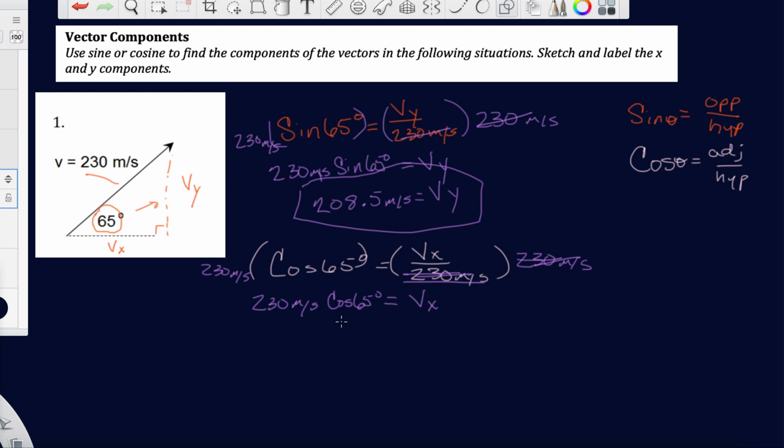So I'll type into the calculator again. 230 cosine 65, and it should be a little bit less, and it is quite a bit less. It is 97.2 meters a second. That's our x component of our velocity.